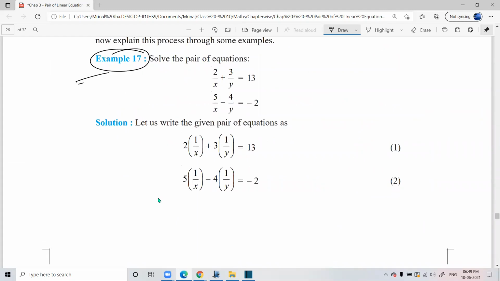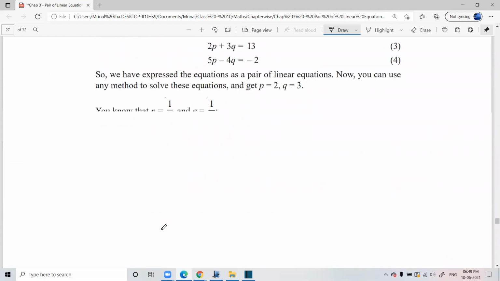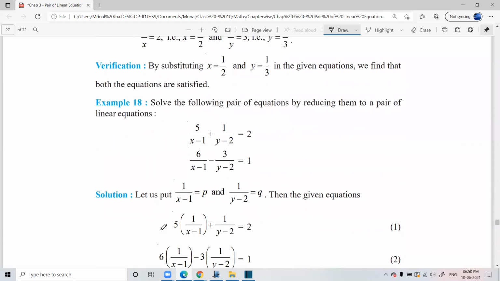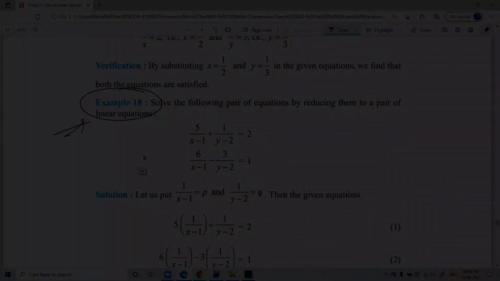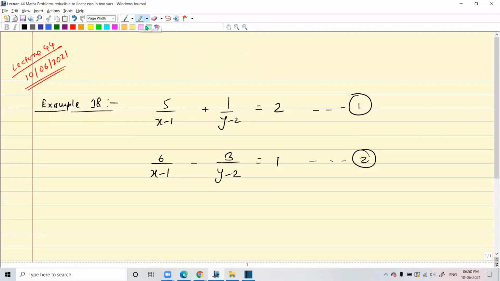Okay, I solved this 17th example for you. Let's go to the 18th question straight away. Okay, so this is also very similar to the previous problem which we solved. In the last question we had 5 by x only, but you have 5 by x minus 1 in both the places. That means 1 by x minus 1 is common here, and 1 by y minus 2 is common in these two terms.